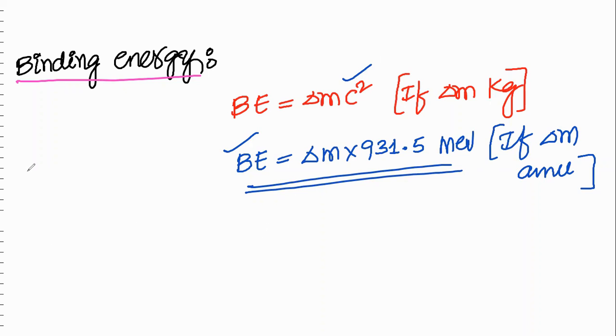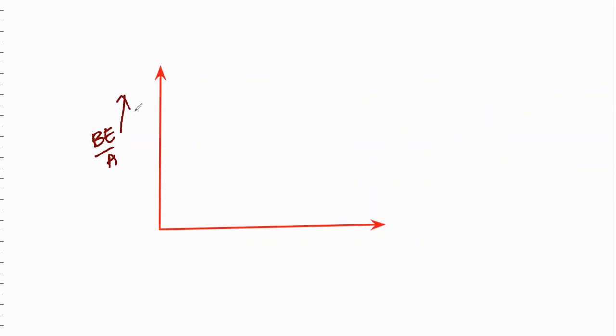So there is also the specific binding energy. Binding energy per nucleon is called the specific binding energy. Based on the specific binding energy, the stability of the elements is determined. Whenever we plot the graph between mass number and binding energy per nucleon, binding energy per nucleon is taken on the y-axis and mass number is taken on the x-axis.